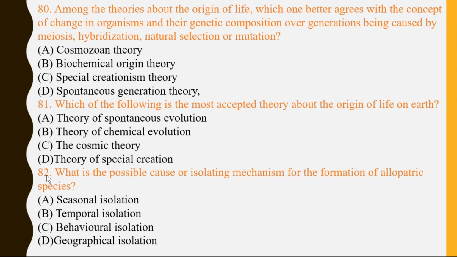Question number 82. What is the possible cause or isolating mechanism for formations of allopatric species? A. Seasonal isolation. B. Temporal isolation. C. Behavioral isolation. D. Geographical isolation. So the correct answer is choice D.